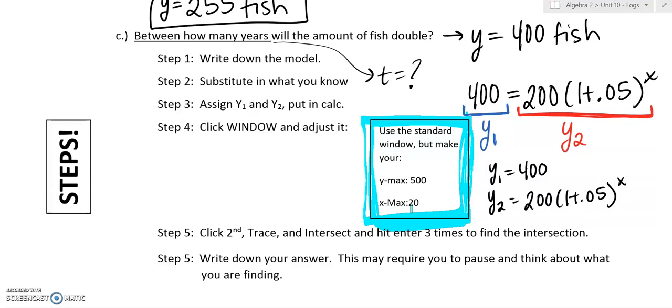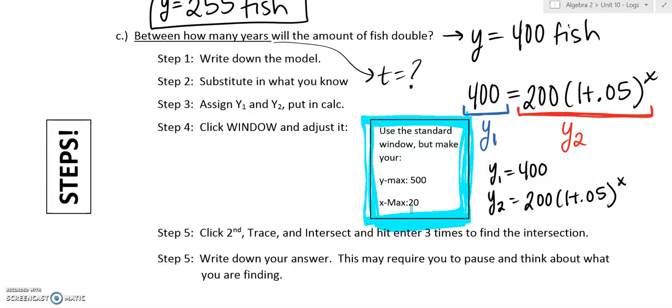Then, step 5, click second trace, intersect. Second trace, go down to intersect. Your graph should come up. It should look like a line, and then something is going through it, kind of like a diagonal thing. You have that little cursor, the blinking dot, and you want to move it over to the spot where they're crisscrossing. You want to hit enter 3 times, right on that spot.